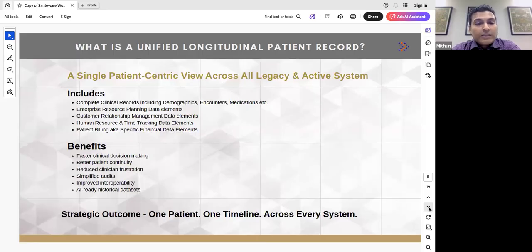You can also include your customer relationship management data elements. You can also include your human resource. So ultimately, you're basically aggregating all the data under one single data warehouse platform. Now, what are the benefits in order to do that?